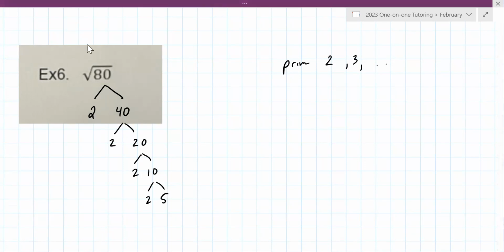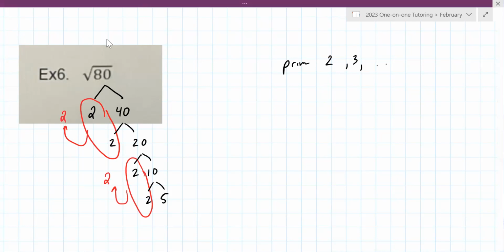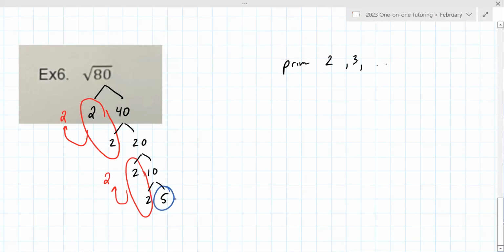So this time you have 2 pairs. You have a pair of 2s, and then you have another pair of 2s. So for each pair, you bring that number out. And the 5's left over, so it stays in. So your numbers, I should have said this earlier, the numbers on the outside are all prime numbers. And that's how you know when you're done, because they're all prime.